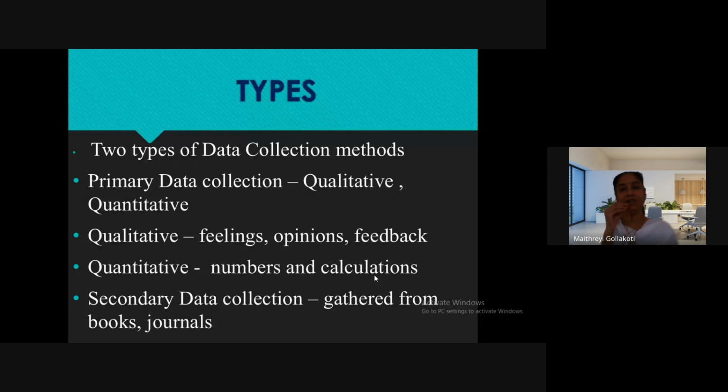Now, quantitative data. What is quantitative data? Quantitative data is numbers and calculations. It means how many percentage of people are following the NCERT curriculum? How many percentage of people are following the state board curriculum? How many percentage of people have their own curriculum in their institutions without any affiliation? So all these numbers and calculations, all these percentages, the mode, mean, all these things come under quantitative data.